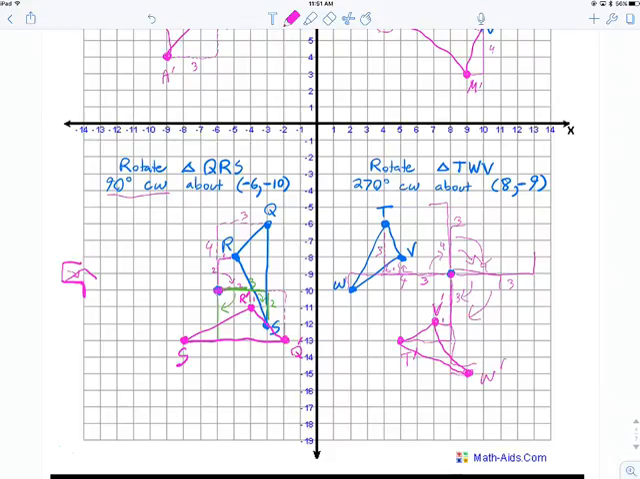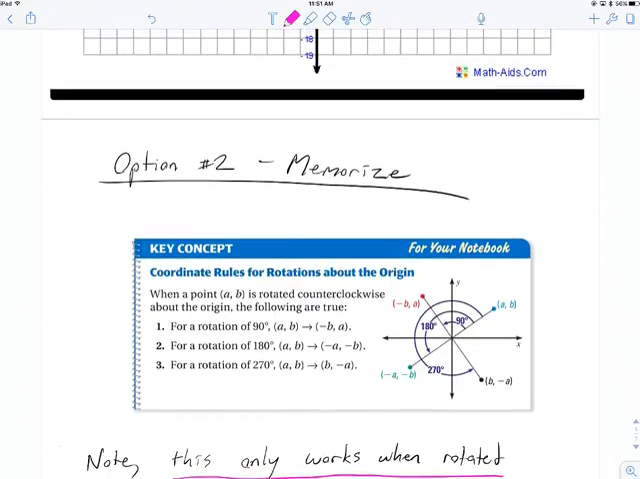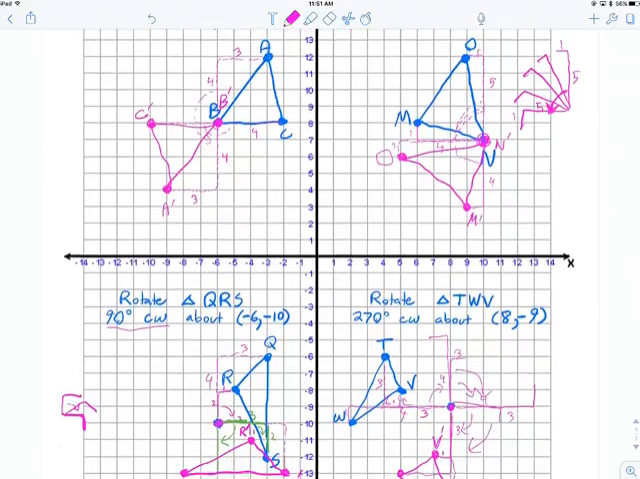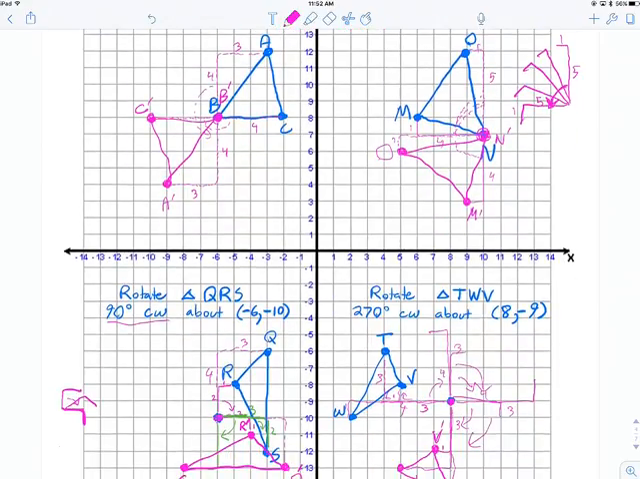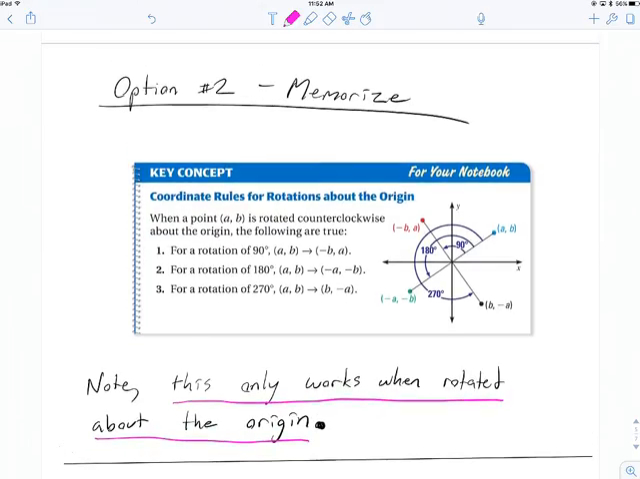I just want to show you one last little trick here. That one last little trick is that there is an option to just memorize. I personally despise, I loathe memorization tricks. I'd rather understand the why and be able to just do it using a method that universally works. This memorization trick, with an asterisk, only works when you're rotating around the origin.